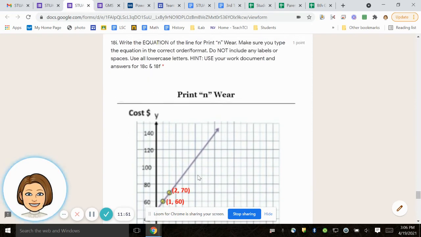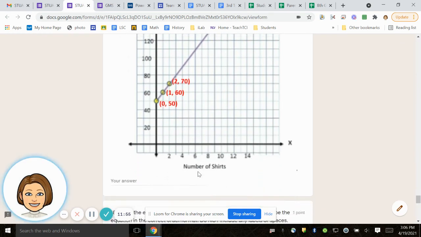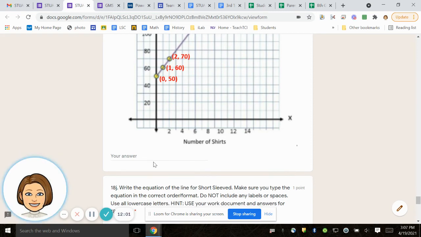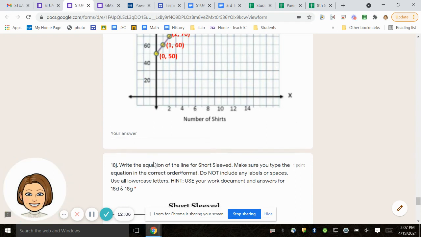18I. Now that you have figured out the slope and the y-intercept for Print and Wear, type in the equation. What is the equation? It should look like y equals mx plus b. Make sure you substitute for the slope and the y-intercept the values that you found.